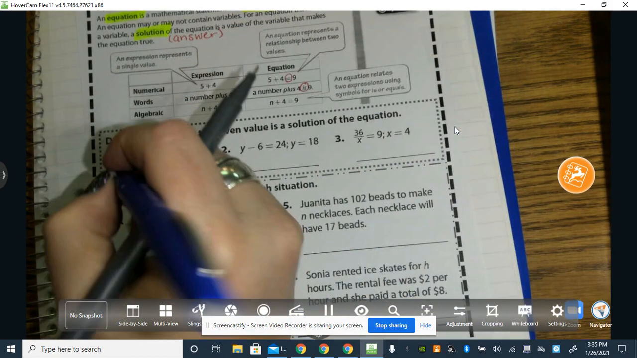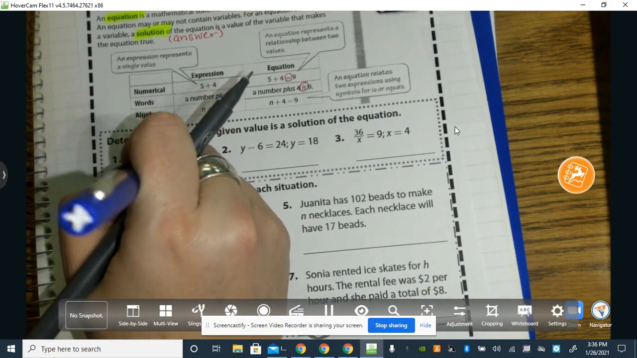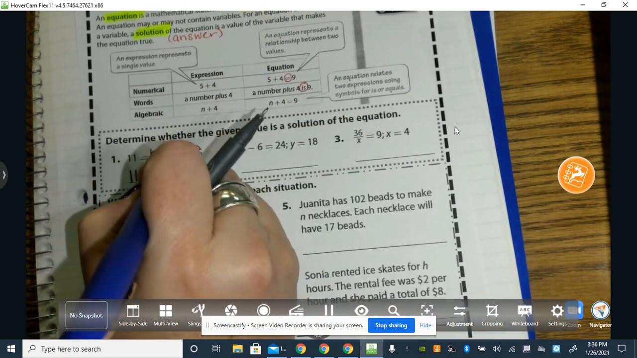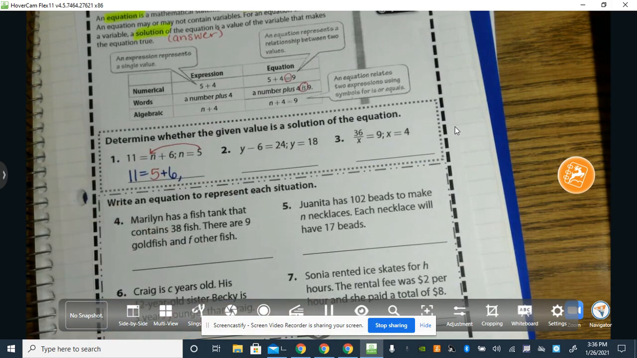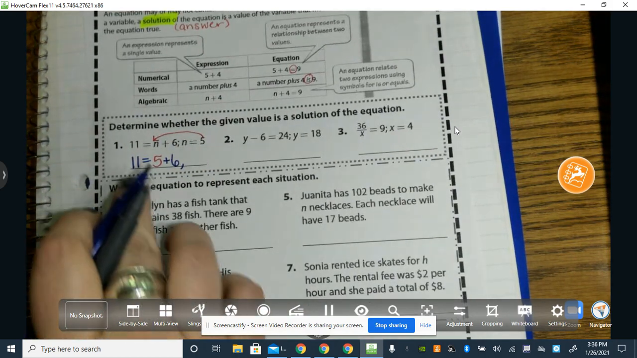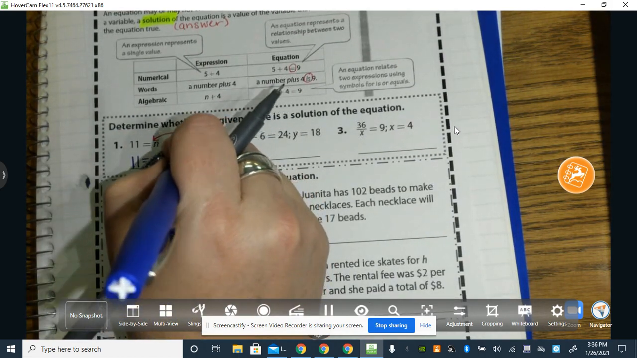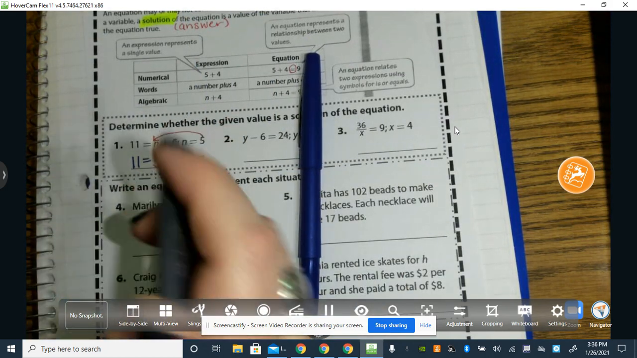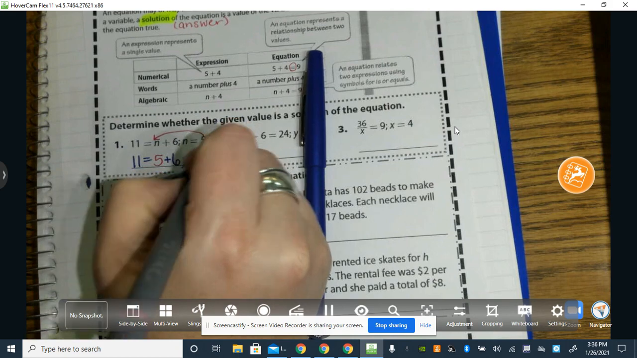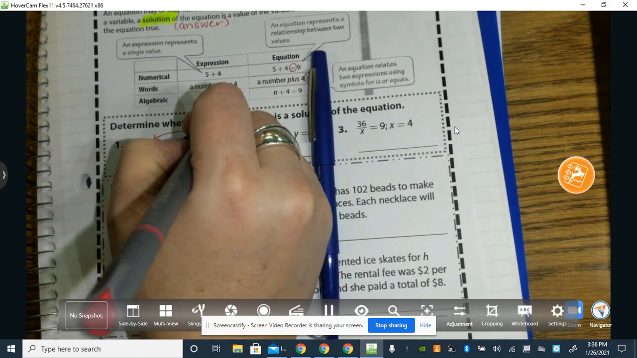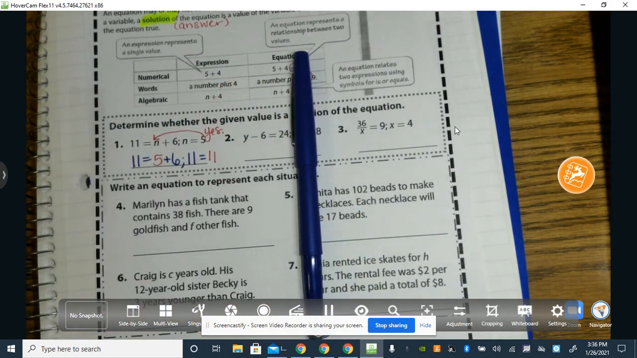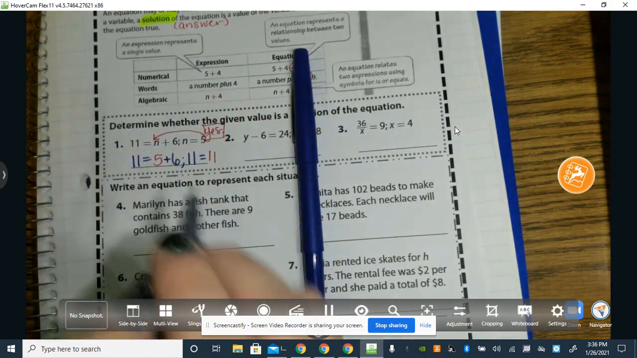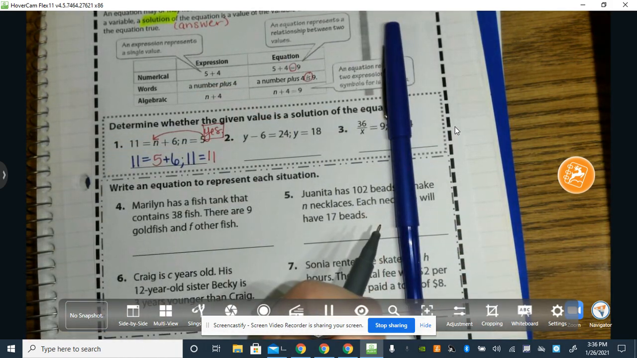So when I rewrite it, it would be 11 is equal to 5 plus 6. Okay? And so I'm going to take this 11, put it right over here, is equal to, and then I'm going to solve this. 5 plus 6 gives me 11. 11 is equal to 11. So yes, this would be a solution. So I would just put yes right there.